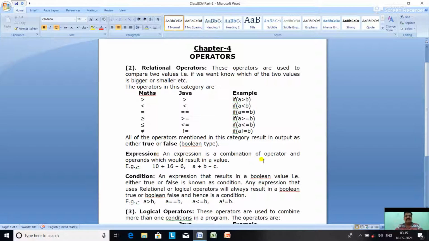An expression is a combination of operators and operands which would result in a value. Like 10 plus 16 minus 6. So 10, 16 and 6 are the operands and the plus and minus signs are the operators. And it gives a value. So 10 plus 16 is 26, minus 6 is 20. So 20 is the value. The same way, a plus b minus c is an example of an expression.